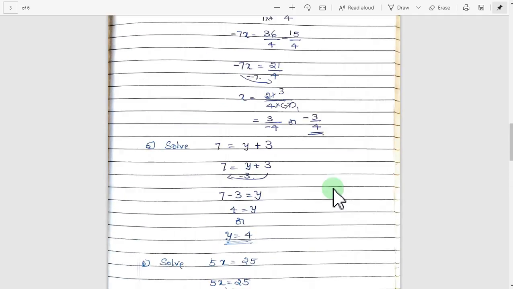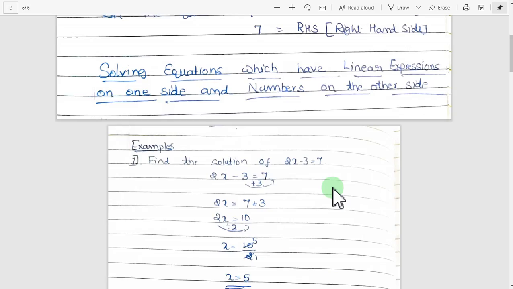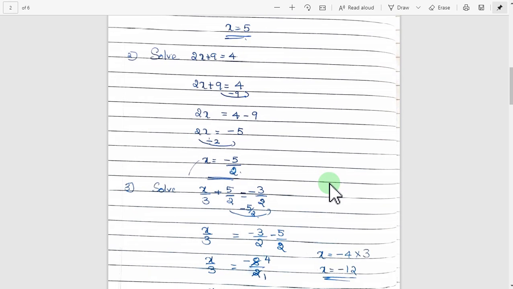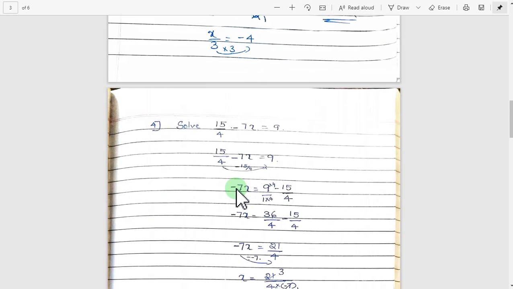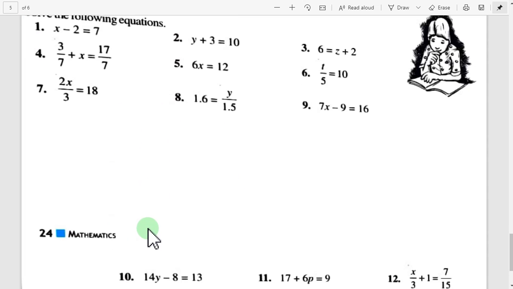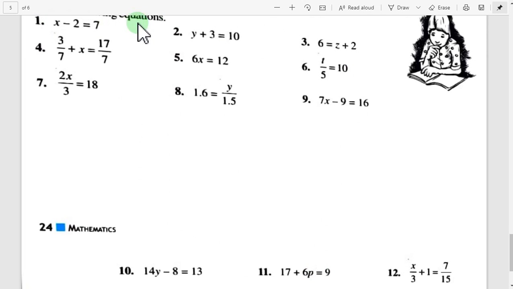So I hope you understood all the example sums. This is just recalling what you have learnt in 7th standard. Similar sums are there in the exercise, children. 10 sums are there. Almost all the types of sums I have worked out. Example sums I have explained.